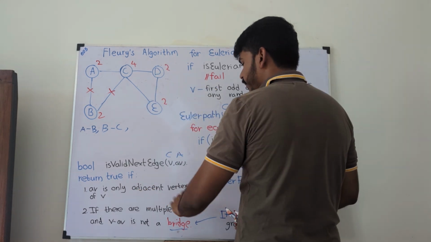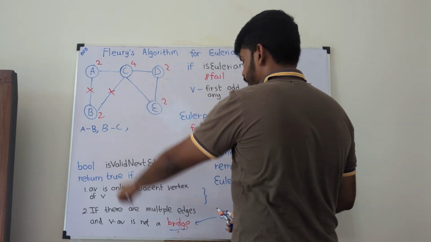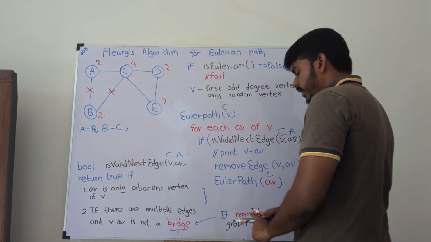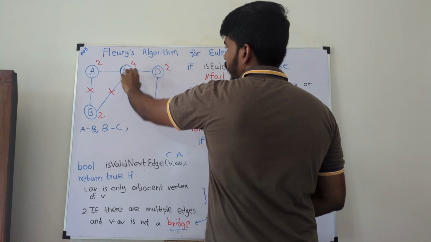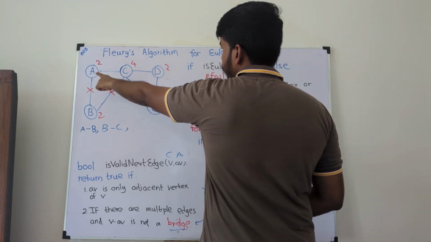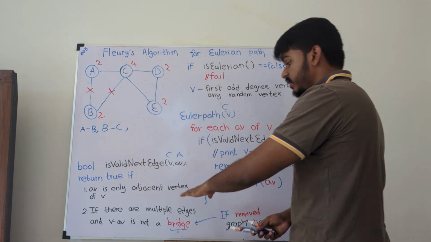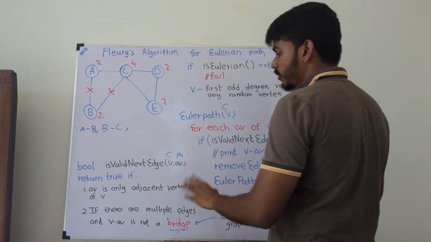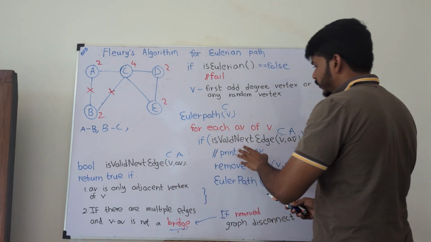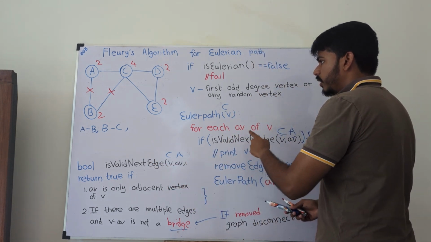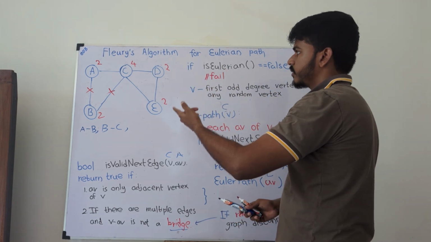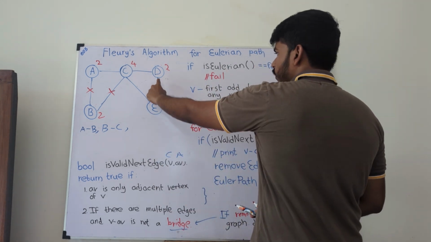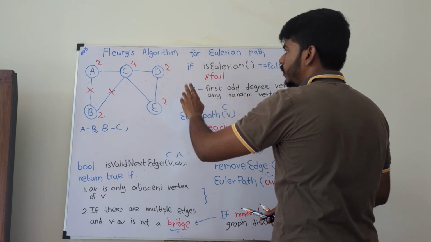Then checking whether, if there are multiple edges, CA is not a bridge. Here you can see, if we remove this bridge, this graph becomes disconnected. We have no other way to reach this A vertex. So this is a bridge edge and we are not going to use it. So this becomes false. Then after that, we are going to go again for another adjacent vertex of C. It is going to be D or E. I am going to take D.